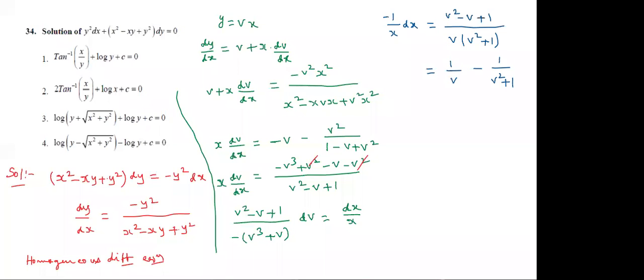Okay, now apply the integration on both sides. Then what happens? See, the minus sign goes to the right hand side. So you get integration 1 by x dx equal to, if you are sending the minus to the right hand side, the second term is going to the first term's place. Yes or no?